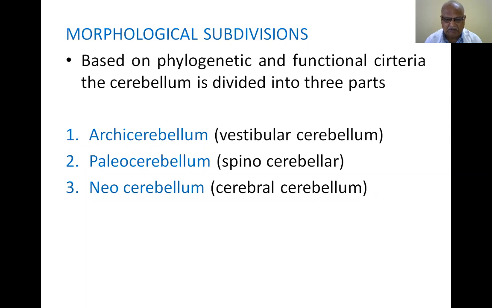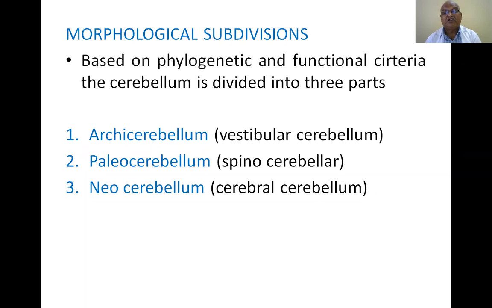Archicerebellum, the vestibular cerebellum, with most connections to the vestibular apparatus. Paleocerebellum, spinocerebellar, because of the spinal cord. Neocerebellum, the modern one, the cerebral cerebellum, because the highest evolved center in the central nervous system is the cerebrum, the cerebral cortex, which is motor and sensory. So the neocerebellum is highly developed. The archicerebellum is the oldest, the paleocerebellum is the second oldest, and the neocerebellum is the most modern.